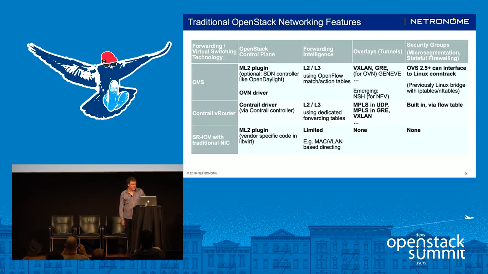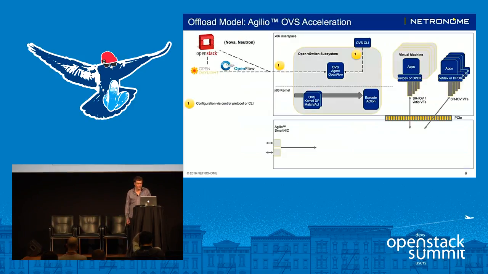The SRIOV, again, an ML2 plugin is used. There is some vendor-specific code in libvirt to support different variants of SRIOV-enabled cards. Forwarding intelligence is very limited and there is no support whatsoever if you use a SRIOV method for tunneling or security. If this is necessary, people typically do that using an external physical switch, which obviously has a lot of additional cost and complexity associated with it.